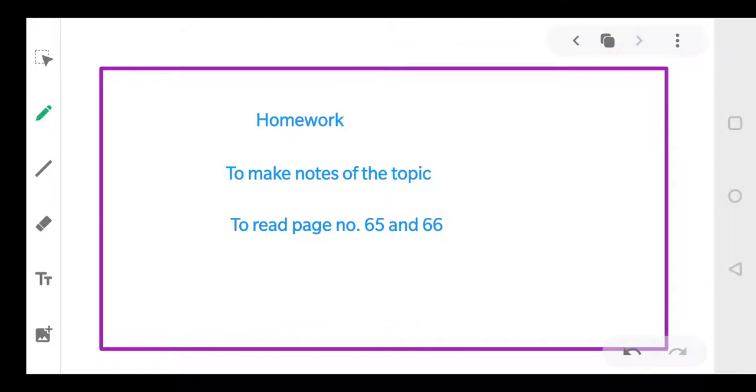So your homework for today, first of all you will make notes of this topic and you will read pages number 65 and 66. Okay, you will just go through these pages and you will tell me if there is any doubt that you have. So if there is any query, you will send your queries on my personal number.